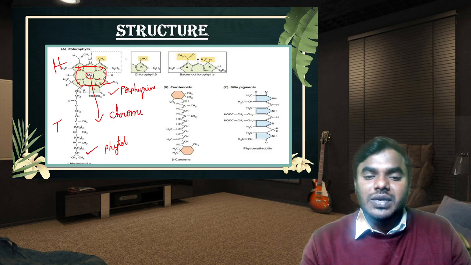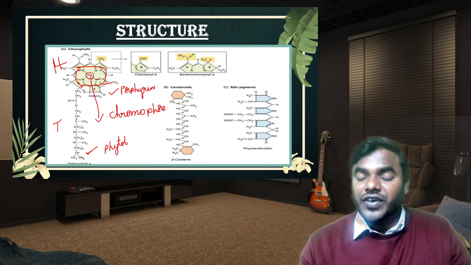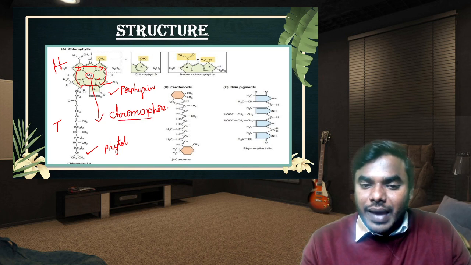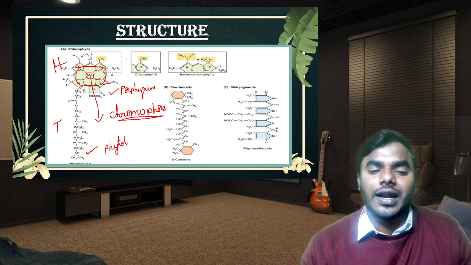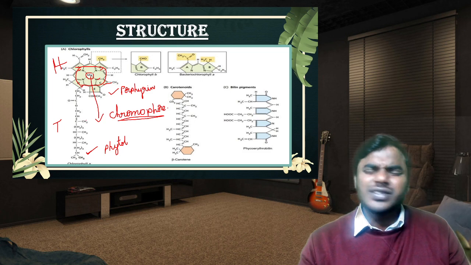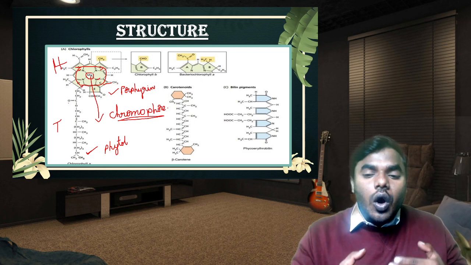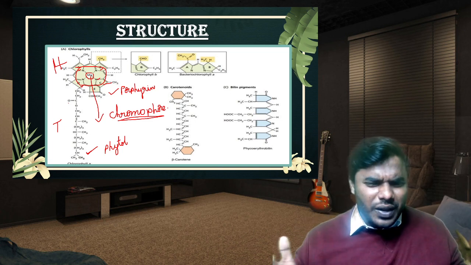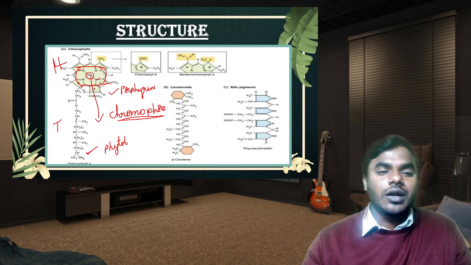Friends, magnesium is basically acting like a chromophore. Never forget this point, friends. What's the function of magnesium? Magnesium acts like a chromophore, chromo meaning color, which can absorb the color. That is the porphyrin head. And what is the phytol chain? The phytol chain is very simple, my friends. It consists of a long hydrocarbon. A simple long hydrocarbon chain.